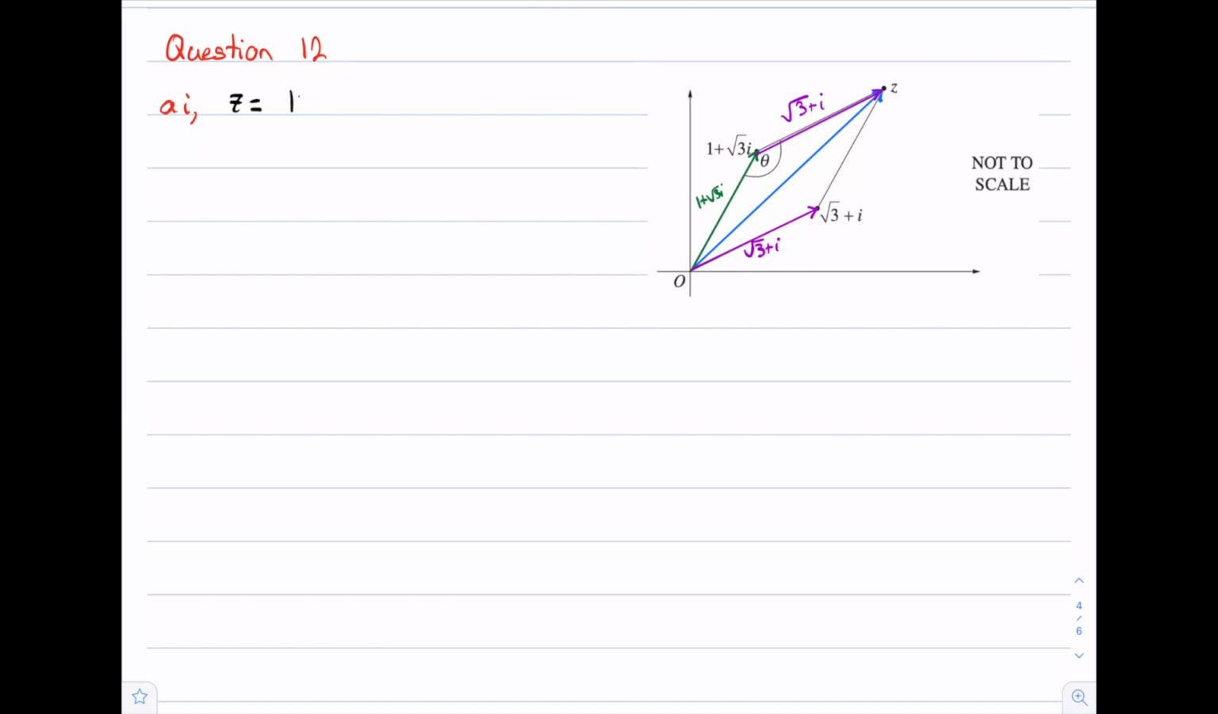So we have 1 plus root 3i plus root 3 plus i. And we're adding two complex numbers, so we add the real parts and we add the imaginary parts. So the real part is 1 plus root 3, and then the imaginary part is actually going to be 1 plus root 3 as well. But of course we have to multiply that bit by i, and so here is our value for z in the form of a plus bi.